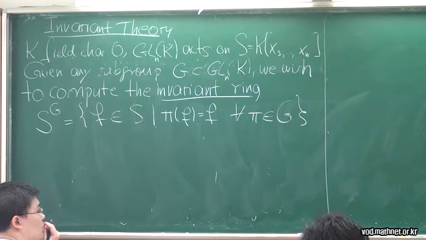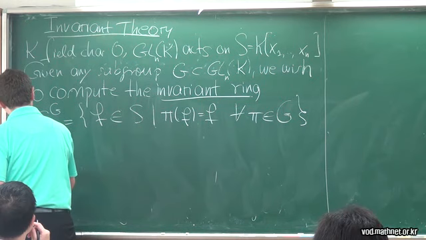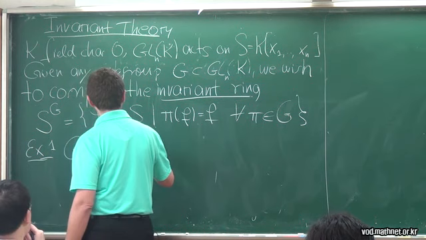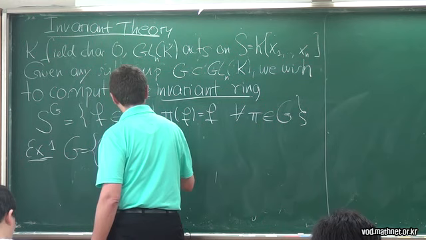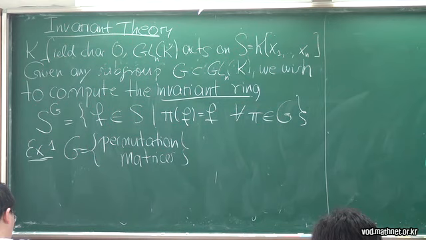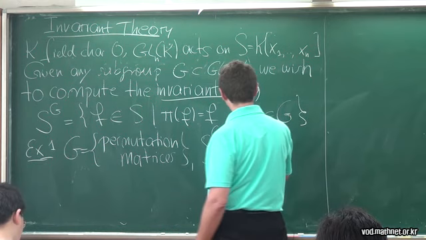So an example that everybody is familiar with, it's our example one. If G is the group of permutation matrices. So this is the symmetric group Sn realized as a matrix group, namely the n by n permutation matrices, a finite group of order n factorial. And then S upper G is simply the ring of symmetric functions, or symmetric polynomials.